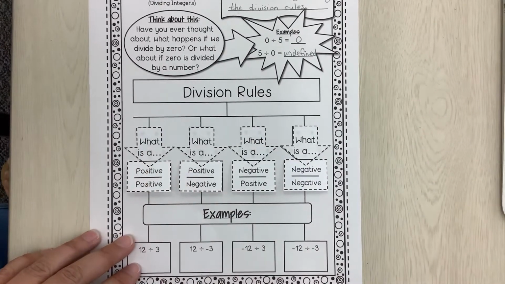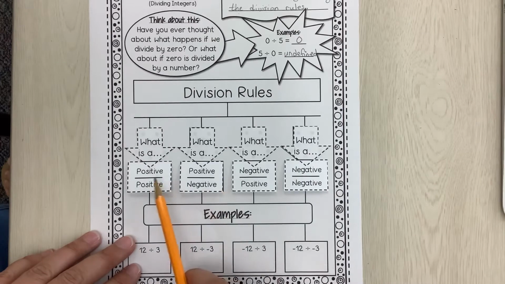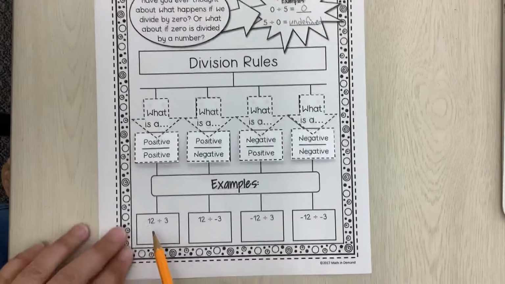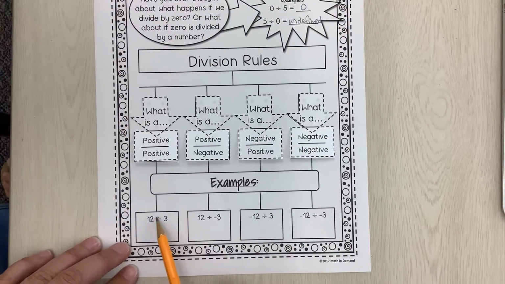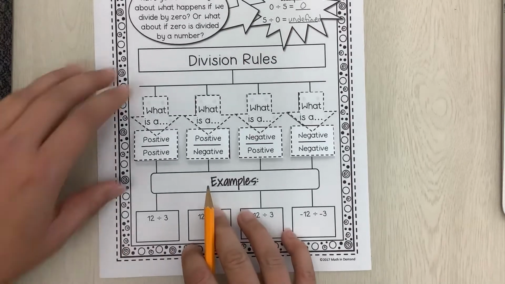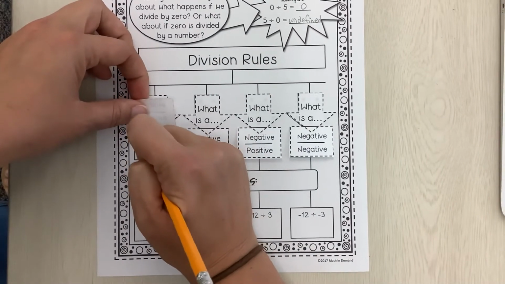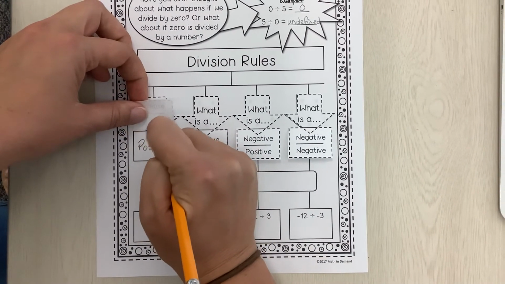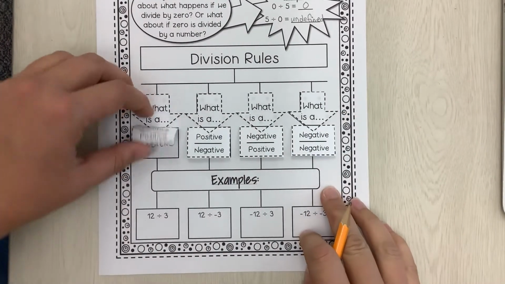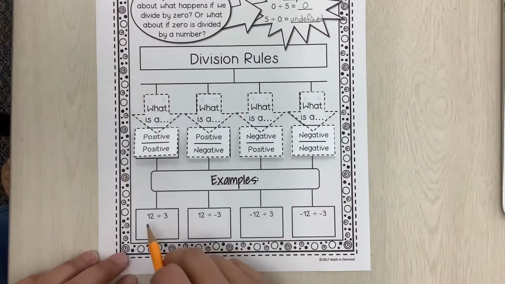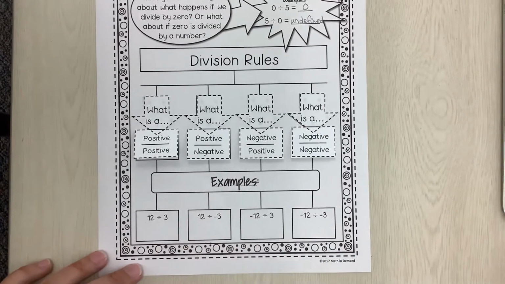Okay, so let's come down here to our division rules. What is a positive divided by a positive? So let's say you had a positive. So here's 12 divided by 3. Both of these are positive. Your answer is going to be positive. Okay, so 12 divided by 3 is 4.